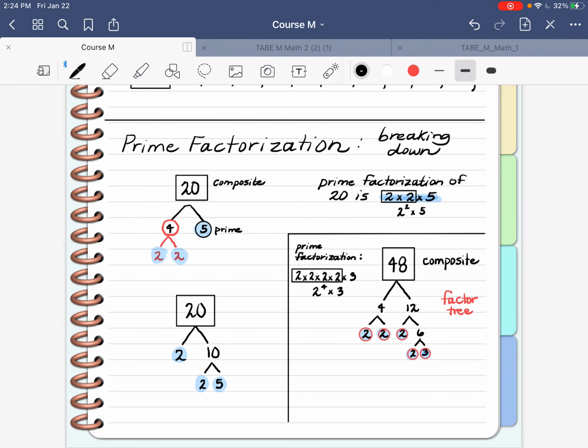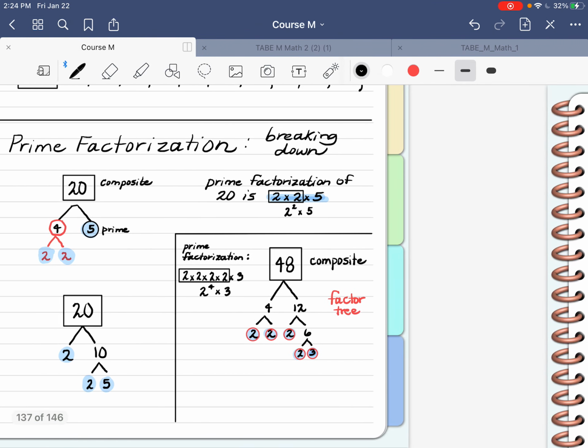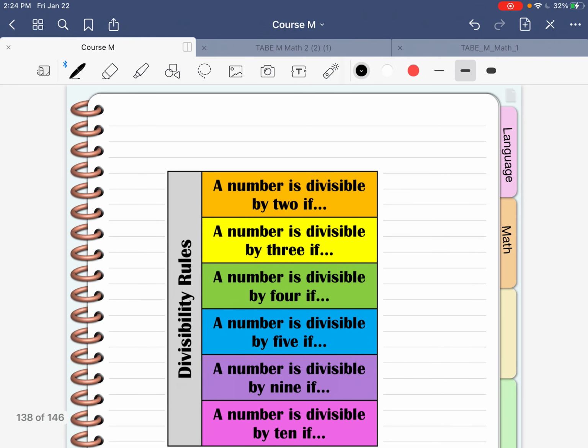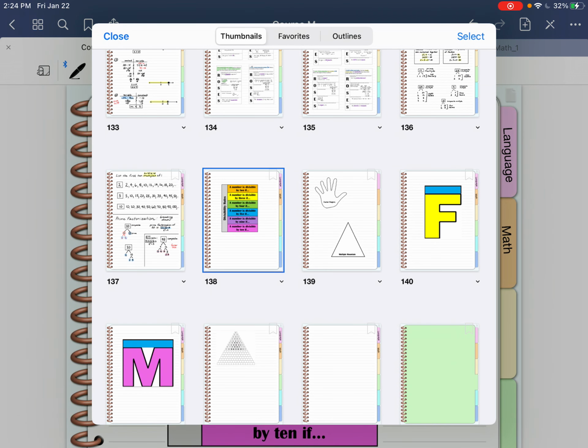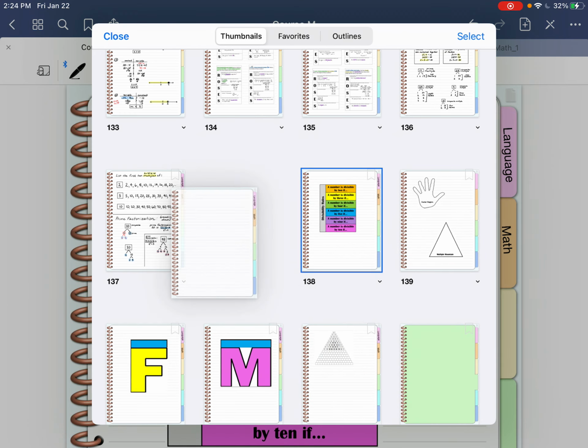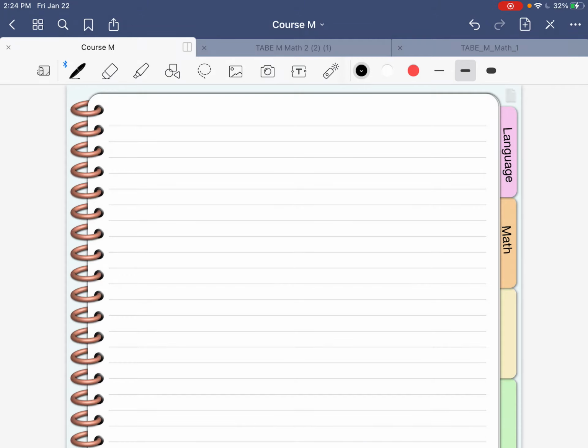Okay, let's do a few more of those. I just don't feel ready to turn us loose on that. So let me make a copy of this page. Actually, there's a clean sheet I can bring up. And let's do a few more of those. Let's do the prime factorization of 100.